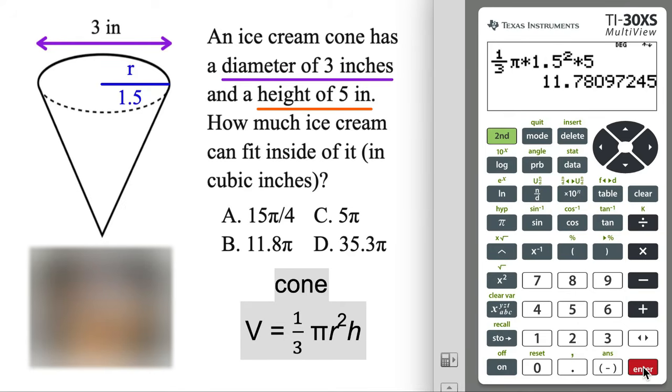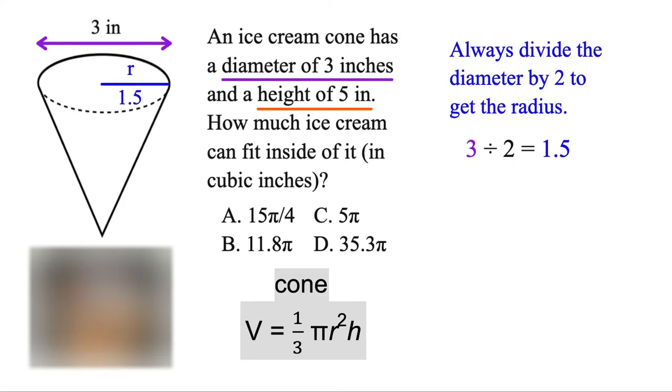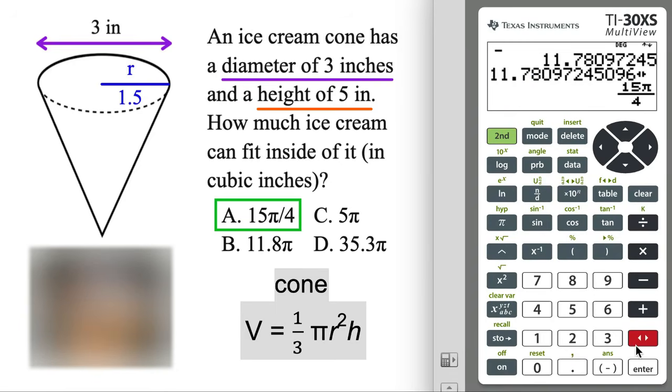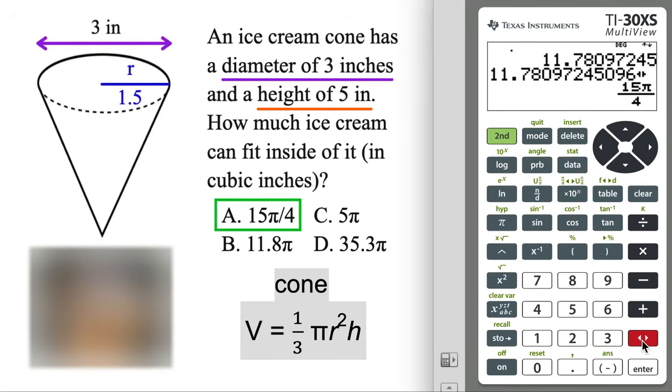11.78. But that's not one of the answers, so this one's actually impossible. No, just kidding. You just hit the button above enter right there, and that'll give us 15 pi over 4. Same thing as what we had. Same thing as A there. When you hit that button, it'll just switch between an approximate answer and an exact answer.